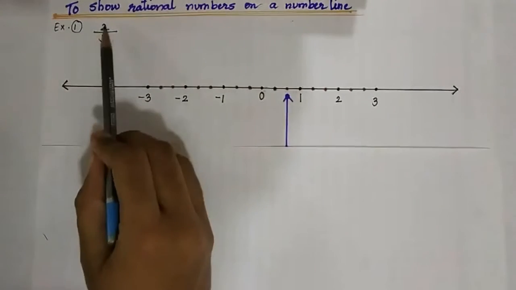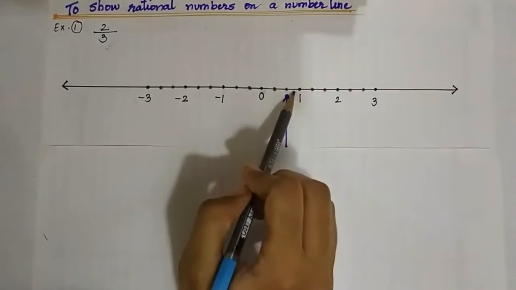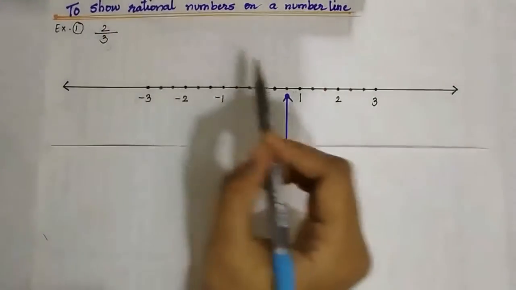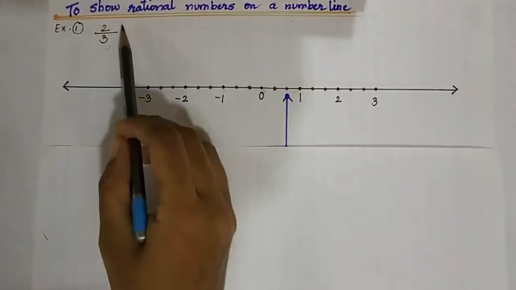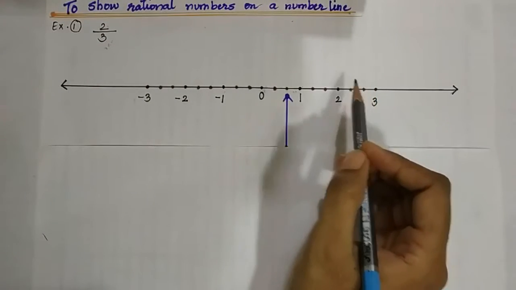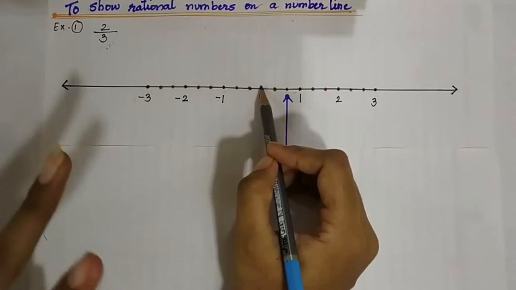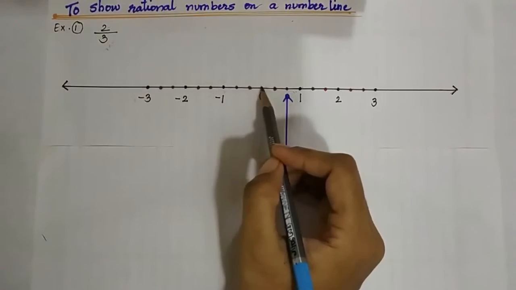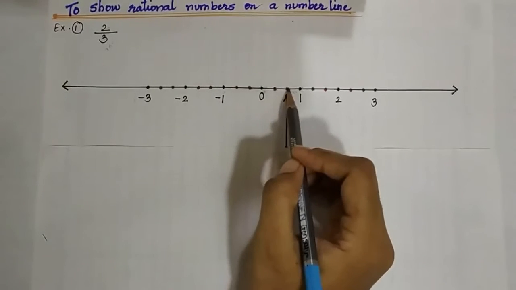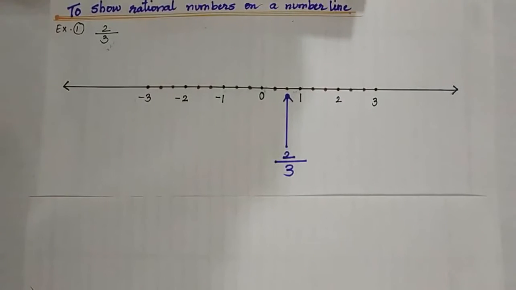Now my number is 2 upon 3. So 3 means 3 equal parts. 2 means, since it's a positive number, it will go towards the right side of my 0. So from 0 you will count the second number, that is 1 and 2. So this point over here is your 2 upon 3.